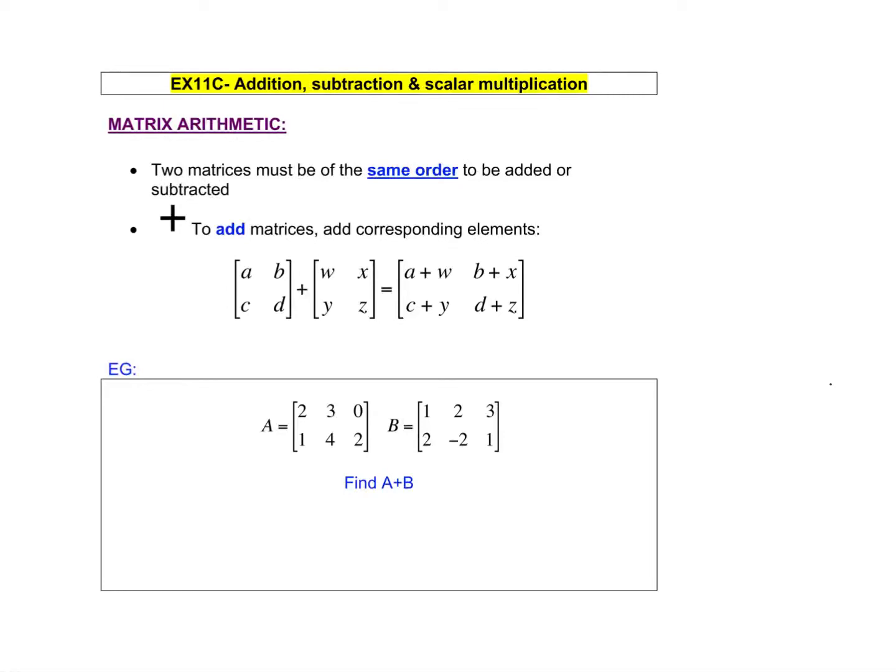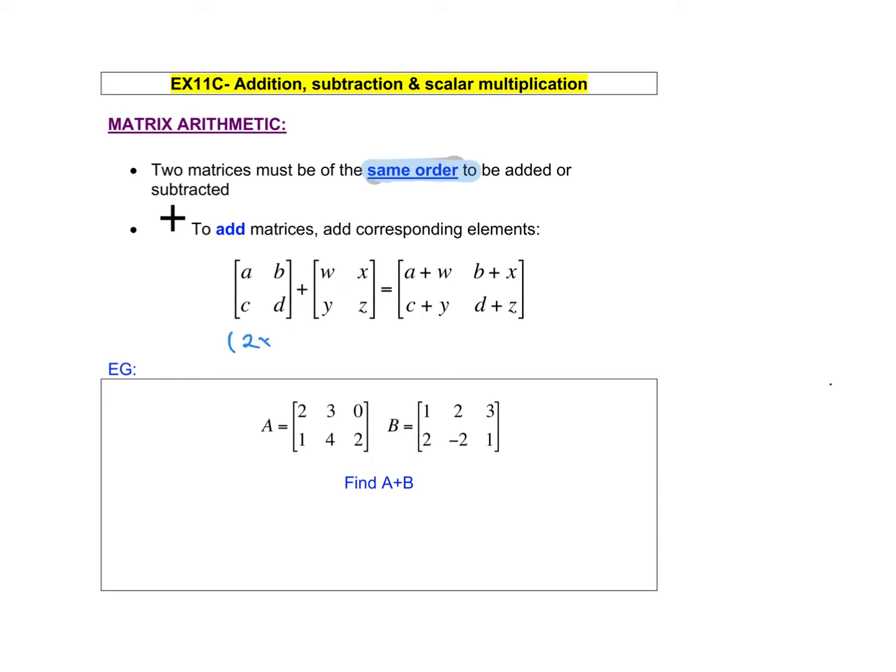Okay, so with matrices, sometimes we add them or subtract them. Now, they have to be the same order for you to be able to add or subtract them. So if you have a look here, we've got this example here.